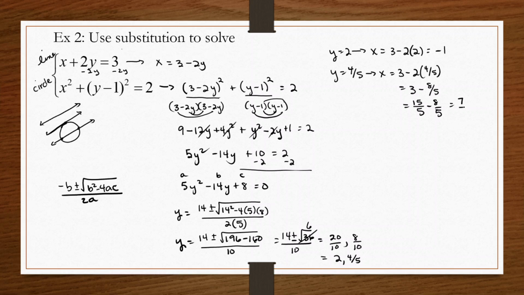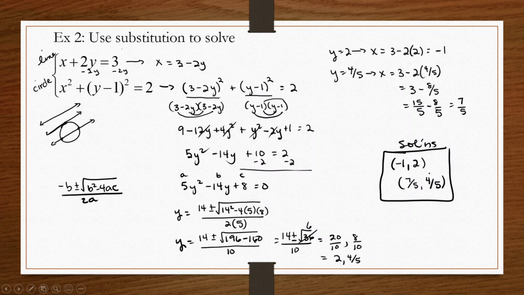So I get 7/5. So my solution, again, we're going to write the ordered pairs, and ordered pairs are always x comma y. So we have -1, 2, and 7/5, 4/5. So it is okay to get fractions. You can graph these systems just like our linear systems and get the solutions, but again, if they're fractions, it's going to be hard to spot them precisely.